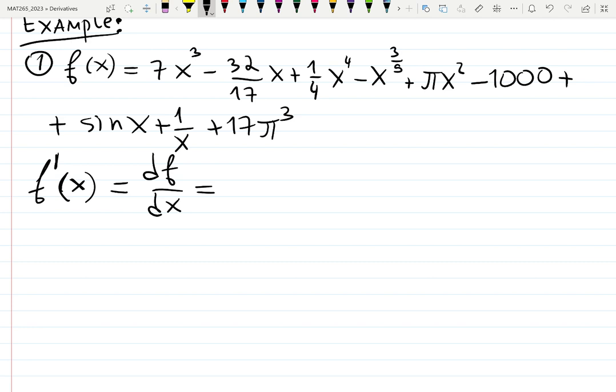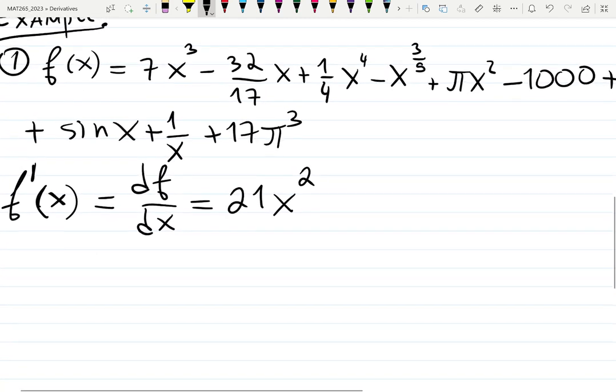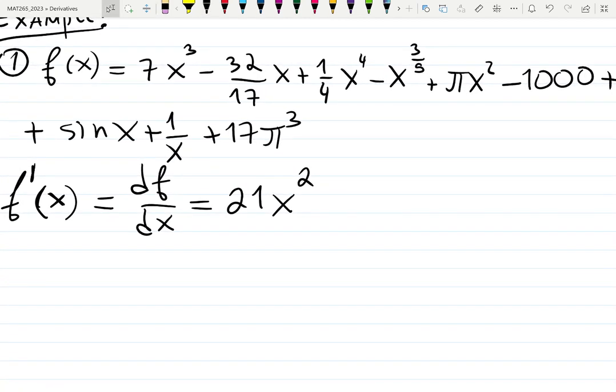Can you yell at the same time? Derivative of 7x to the third. 21x squared. Amazing. Agree? Is it questioning? Should I read again? Let me zoom in. 17 pi cubed. Yeah. Oh, thank you.